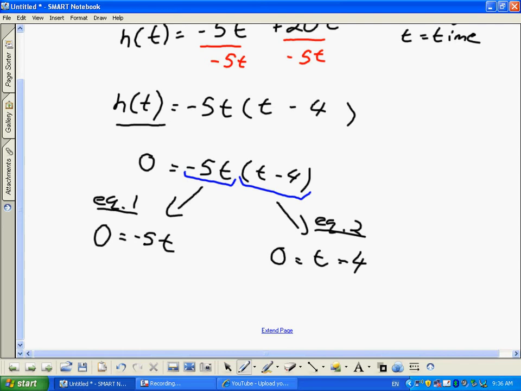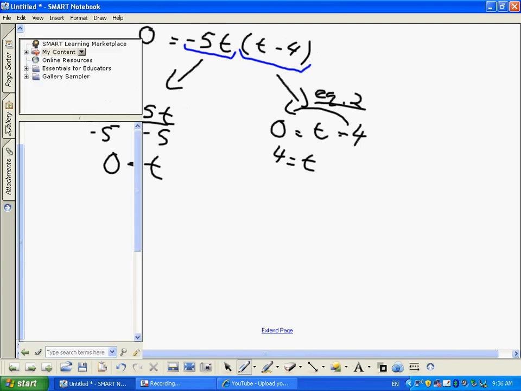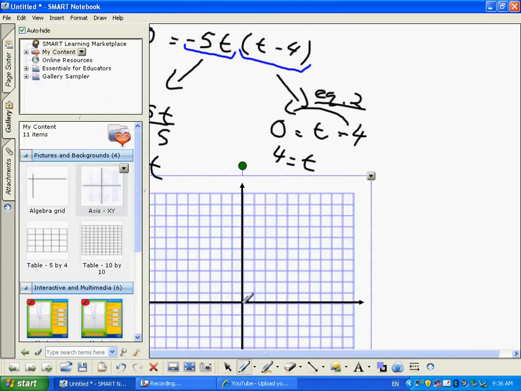I need to solve for t. Well, in the first one, I've got to isolate t, so I divide this side by -5, and I divide 0 by -5. I still get 0. So t is equal to 0. We're going to make sense of that in a second. That's one of them. The other one, I move the 4 to the other side. I end up with 4 is equal to t. So I have my x1 and x2, we're going to call it, or in this case, t1 and t2. So the two times. Now remember, what we're trying to find is our x-intercepts. So let's get a graph out here.